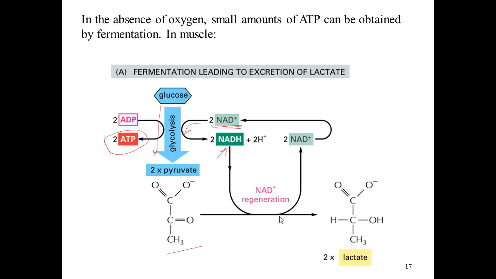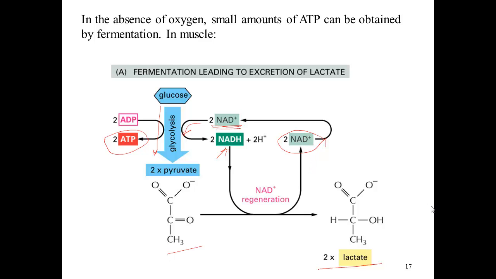So what's going to happen in fermentation is you're going to take this pyruvate that you've made, you're going to take the electrons from NADH, and you're going to produce lactic acid. And when this builds up in the muscles, that's when you get cramps. But since we've gotten rid of the electrons from NADH, we've regenerated the NAD+, which in the absence of oxygen is the valuable molecule of these two.